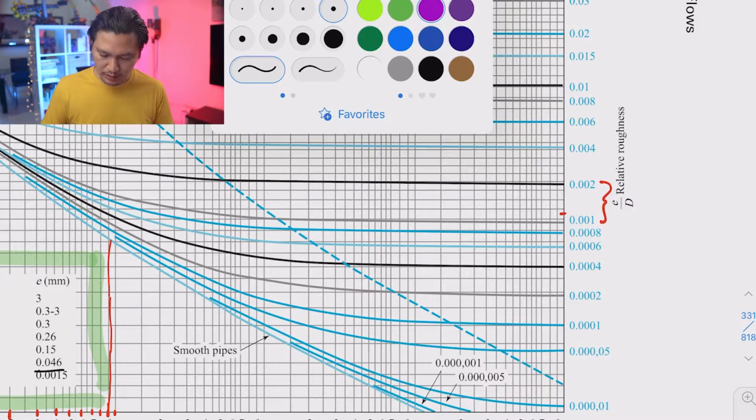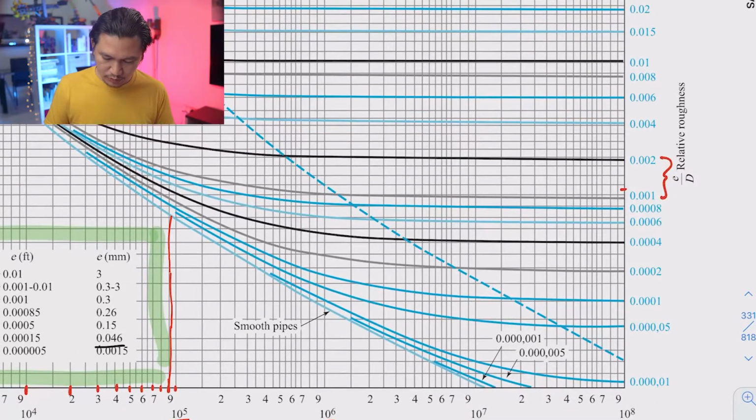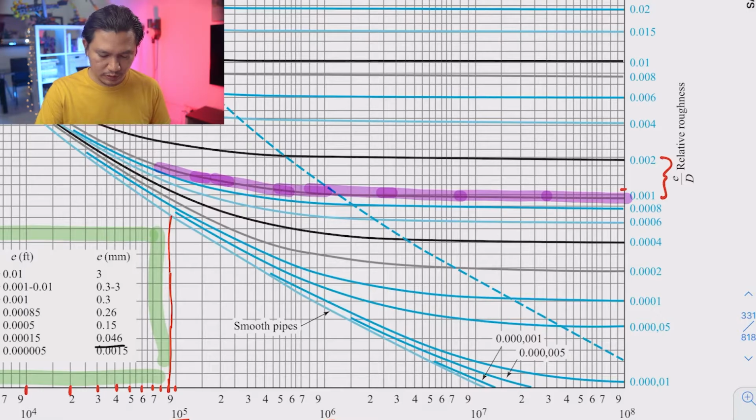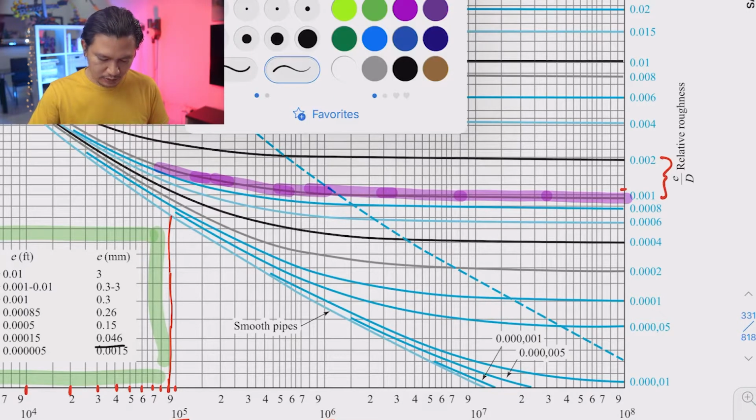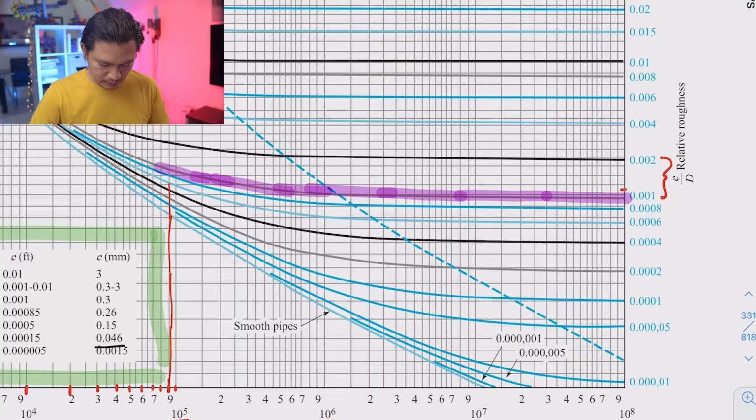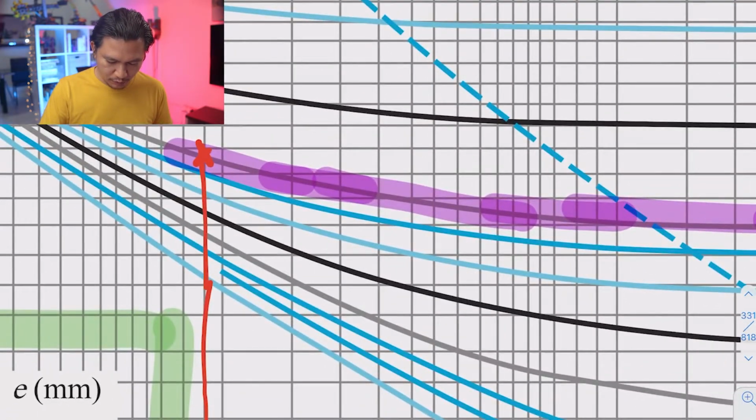Okay, so I'm going to color this as purple. Right, so we're going to follow the 0.001 and we need to follow the curvature of this gray line. Okay, and we know that it's going to meet our Reynolds number over there. Let me extend this line for Reynolds number. Okay, and it will meet here. Now, we know that 0.0012, the relative roughness, is a little bit higher than 0.001. So I'm going to say that my exact point is probably here. Okay, a little bit higher.